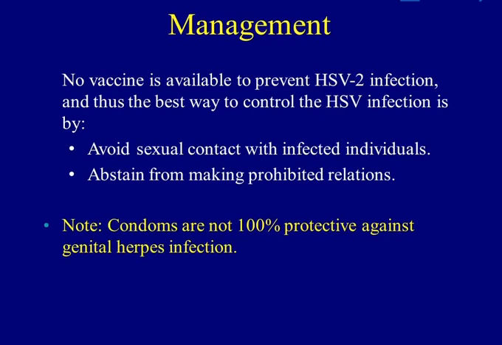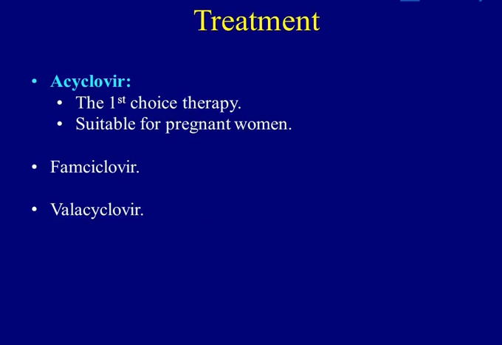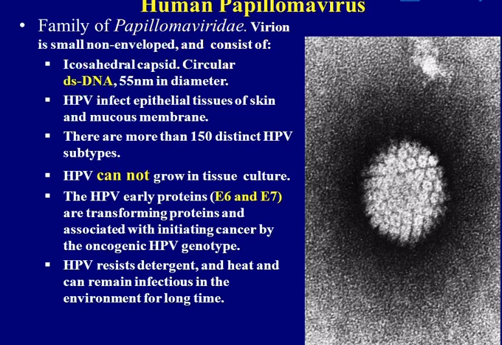Management. No vaccine is available to prevent HSV2 infection, and thus the best way to control HSV infection is to avoid sexual contact with infected individuals. Abstain from prohibited relations. Note, condoms are not 100% protective against genital herpes infection. Treatment: acyclovir is the first choice therapy, suitable for pregnant women. Also famciclovir and valacyclovir.